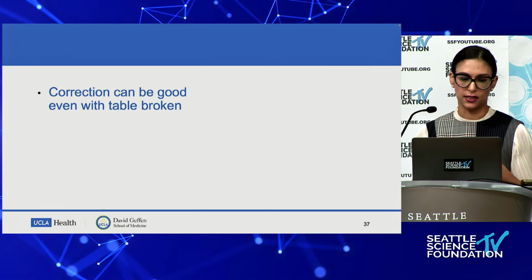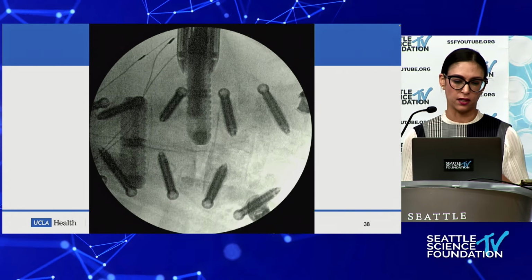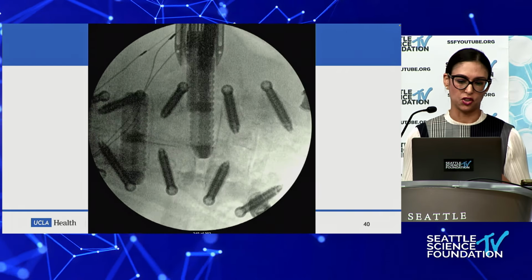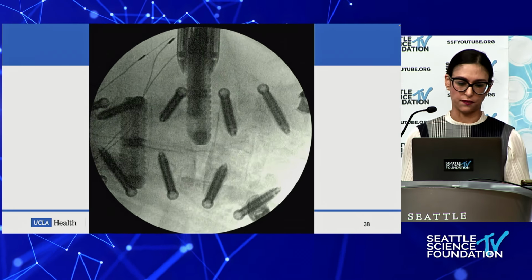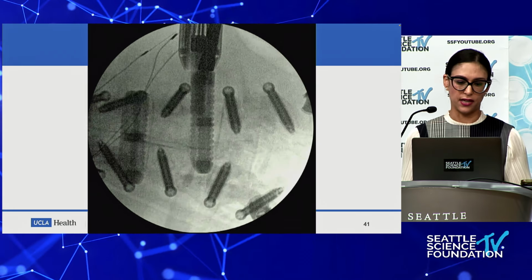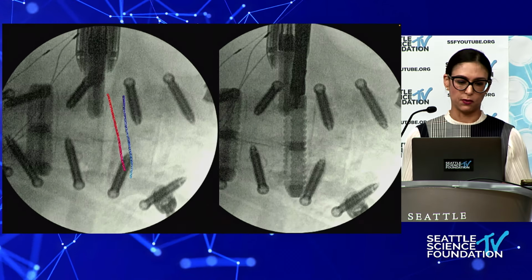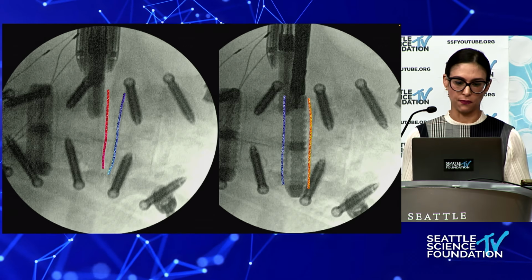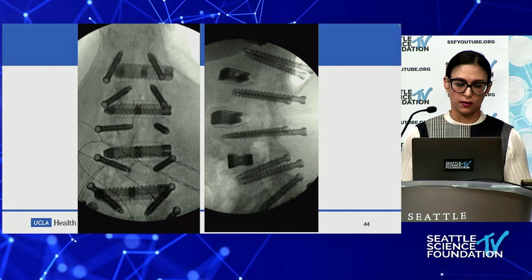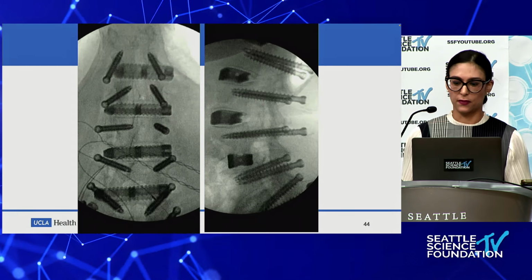And so again, even with the table broken, your correction can be quite good. Here's an example of the cage going in. You've got initially this coronal shift, this scoliosis. And then as the cage goes in, you can see we go from a relatively curved to a relatively flat disc space. So in this case, here's the end result.